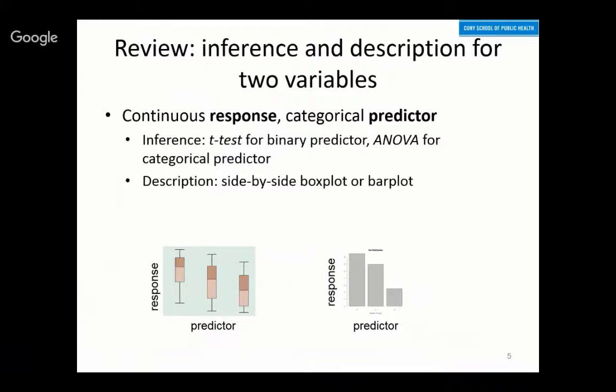When the response variable is continuous and the predictor is categorical, you can use a t-test, or you can use analysis of variance, which looks at differences in the amounts of variance explained by the groups and by residual variance. And you can use side-by-side box plots or bar plots to visualize these types of data.